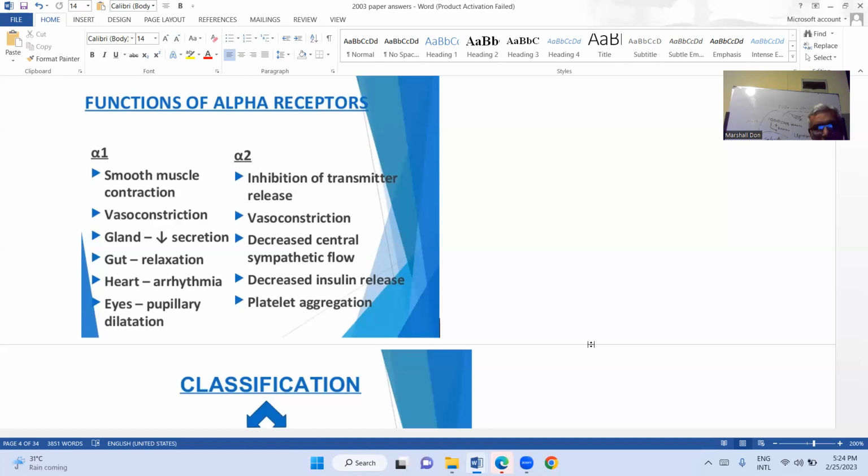Decreased sympathetic flow, that is adrenaline and noradrenaline action, is reduced. Decrease insulin release and platelet aggregation.